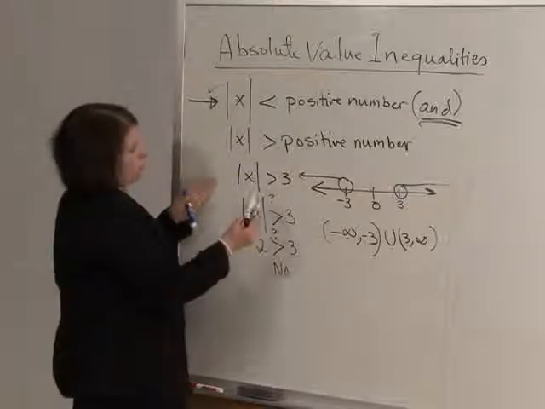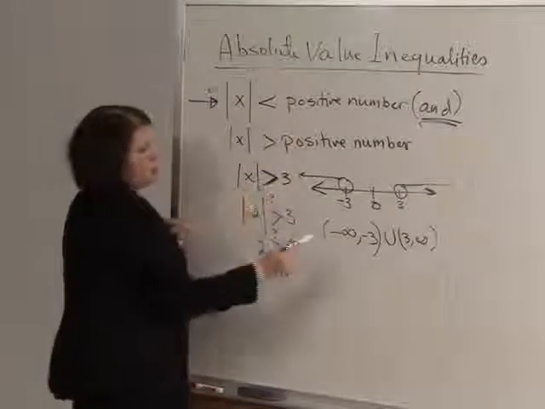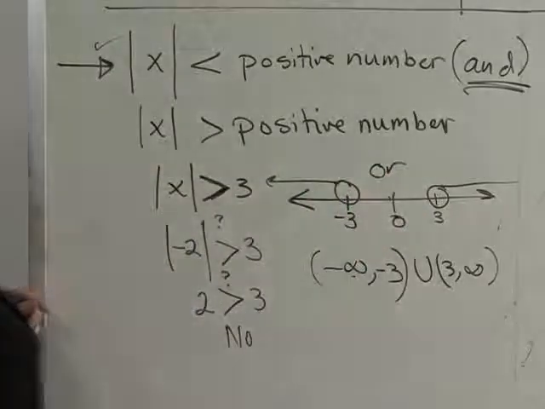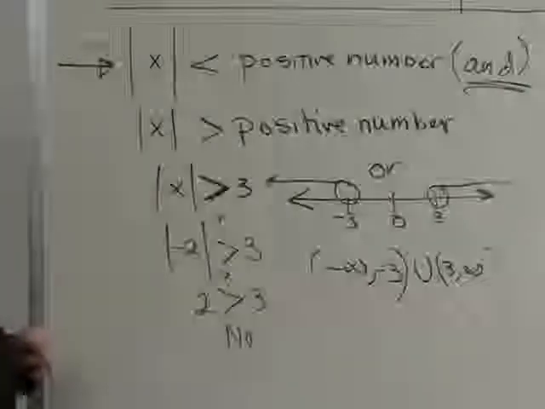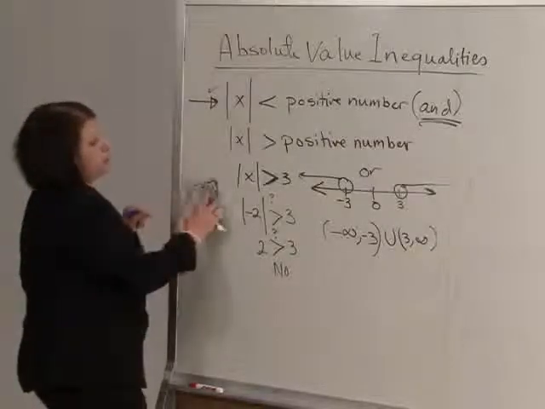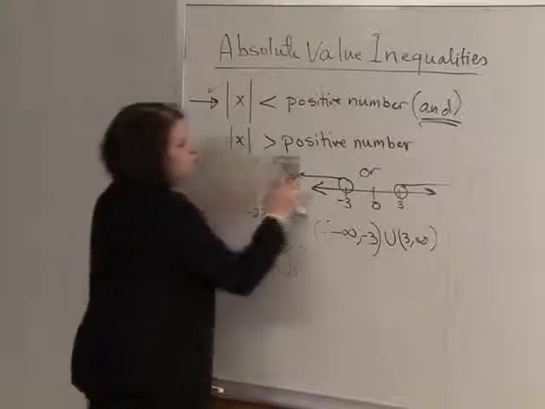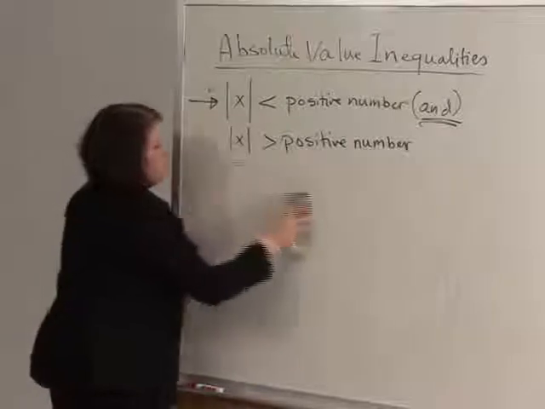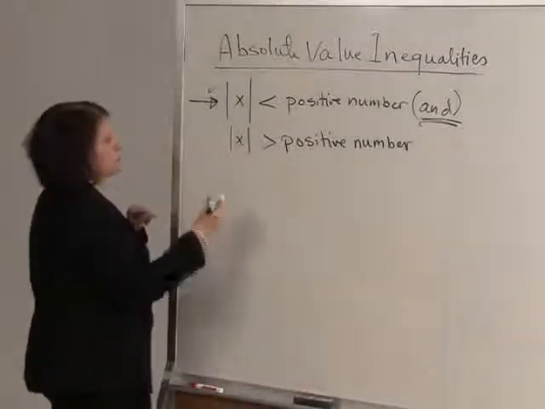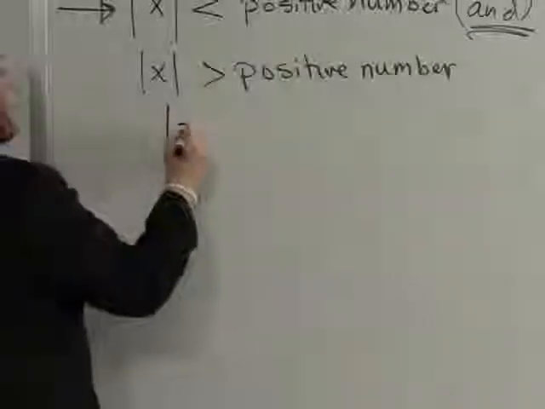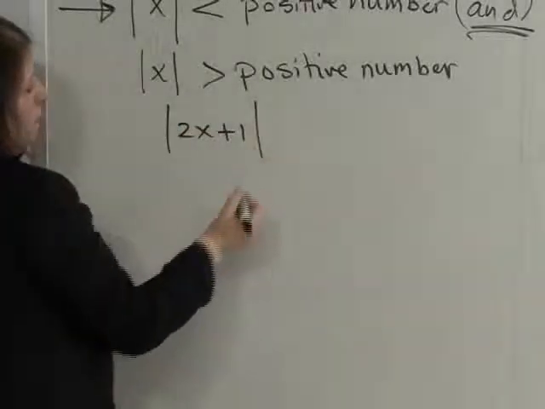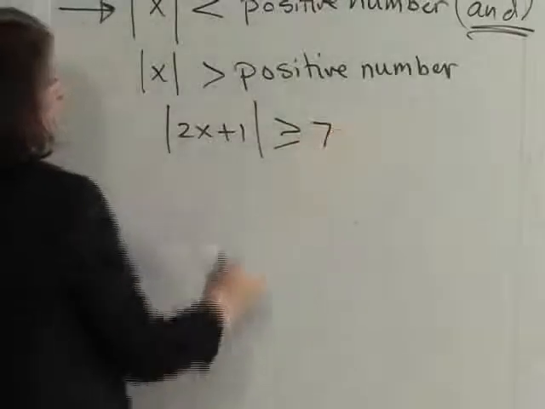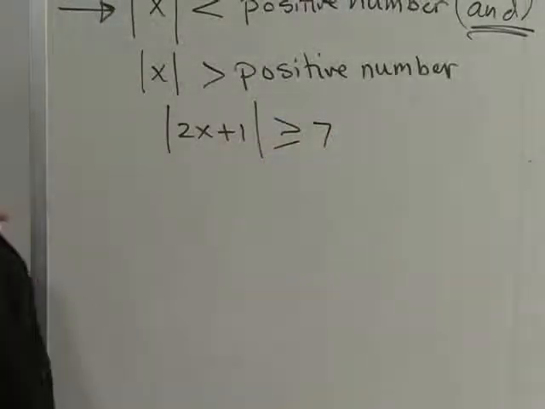So remember that when you have a greater than, you have to use "or" here, because you're going to include both of them and you want to find the union of them. So let's take another example in this case, because the rest of the cases are trivial. That shouldn't take a long time. So let's say the absolute value of 2x plus 1 is greater than or equal to 7. So that's greater than or equal to a positive number.